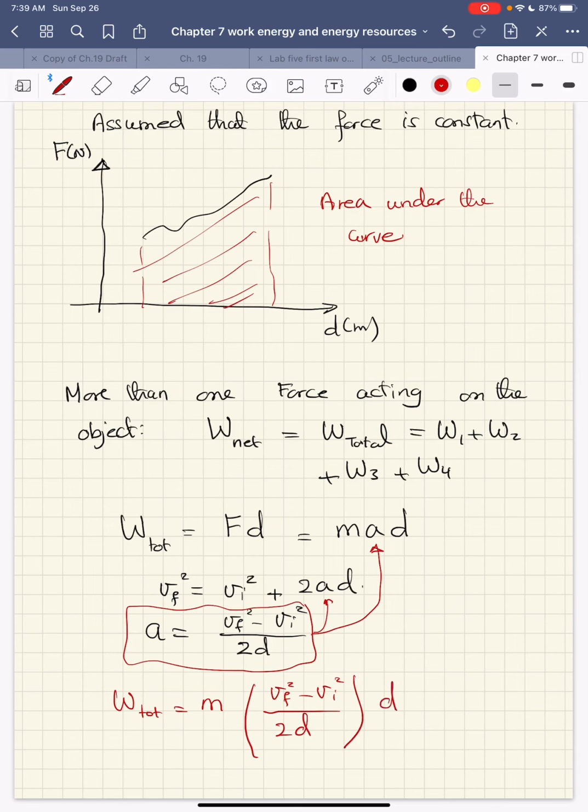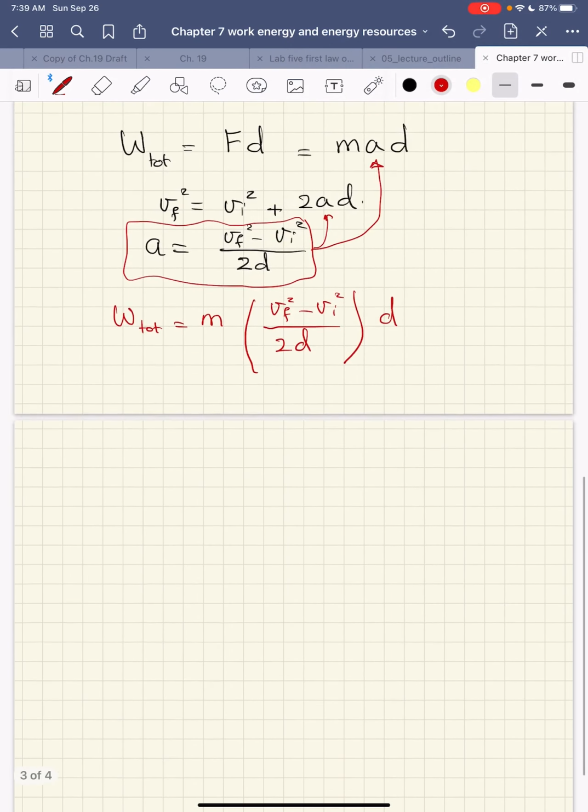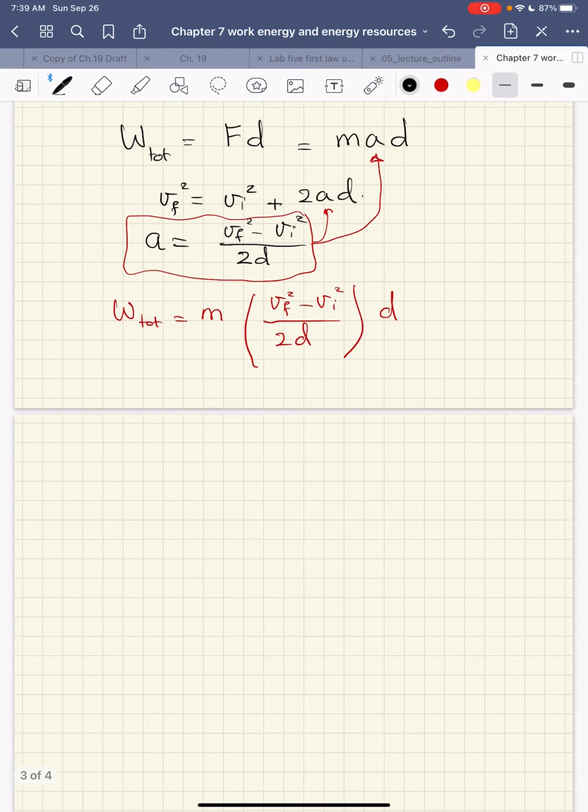And then after that, I can cancel the D from here. I can say work total equals 1/2 mv final squared minus 1/2 mv initial squared. This equation is very important, and we call it the work energy theorem.